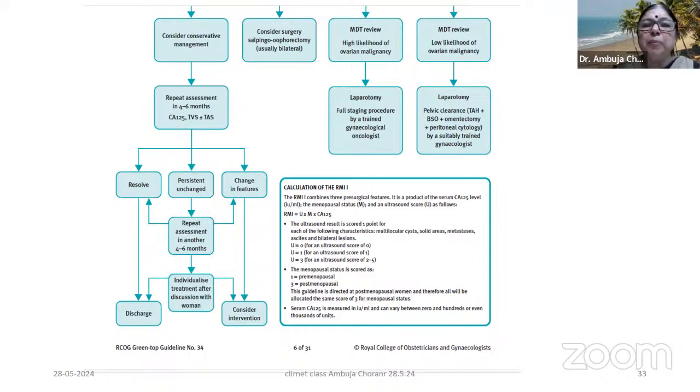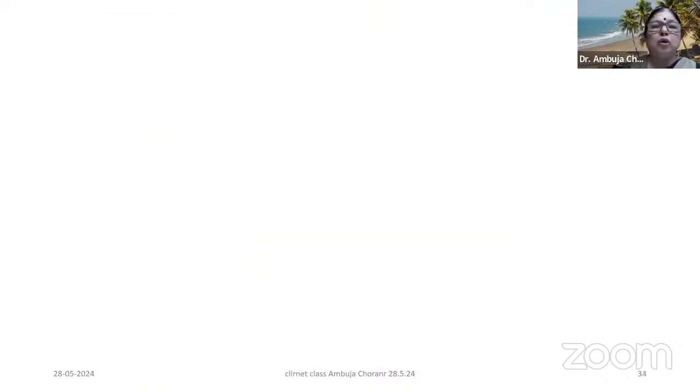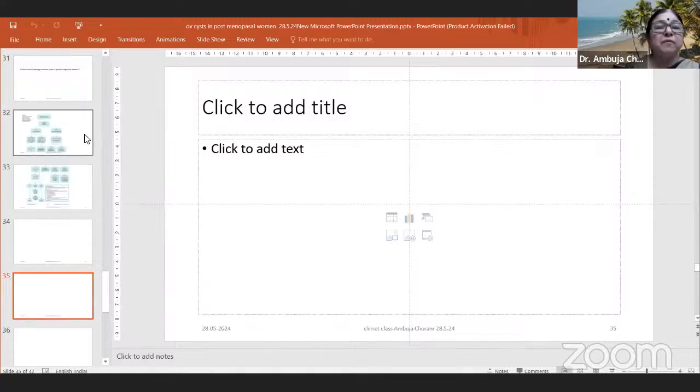And when you do the laparotomy, the full staging laparotomy is to be done by a trained gynecologist or oncologist. What are all the things that are there in the staging laparotomy? Pelvic clearance, omentectomy, peritoneal cytology, by a suitably trained gynecologist. We are supposed to do it. So I thought, instead of prolonging and going into the details, this much is enough. If you want anything extra, we can tackle it in the next class.